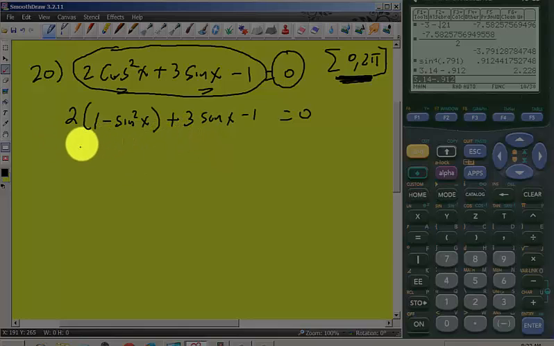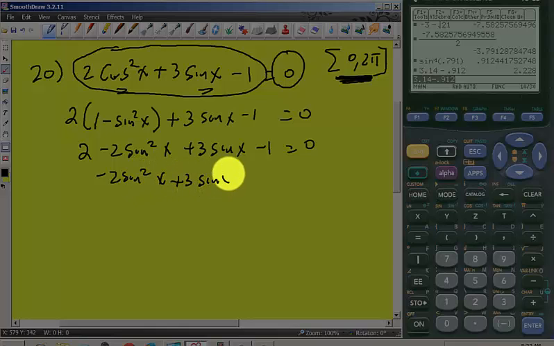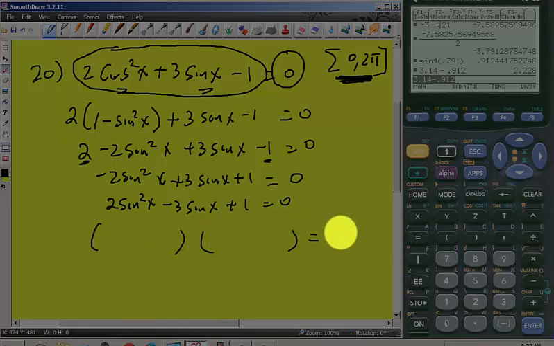Okay? Multiply everything out. That's 2 minus 2 sine squared x plus 3 sine of x minus 1 is equal to 0. Okay, let's clean it up a little bit. Negative 2 sine squared x plus 3 sine of x, the negative 1 and plus 2 is going to give you plus 1 is equal to 0. Multiply everything by negative 1: 2 sine squared x minus 3 sine of x plus 1 is equal to 0. Let's cross our fingers. Hopefully we can factor this. Okay, looks like we can.